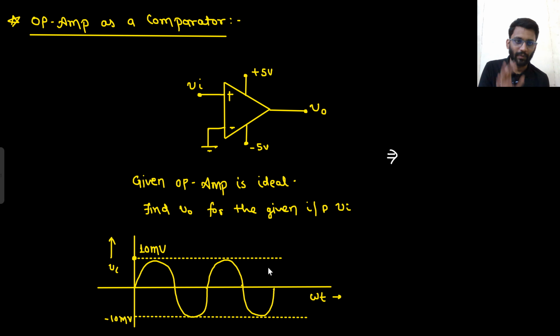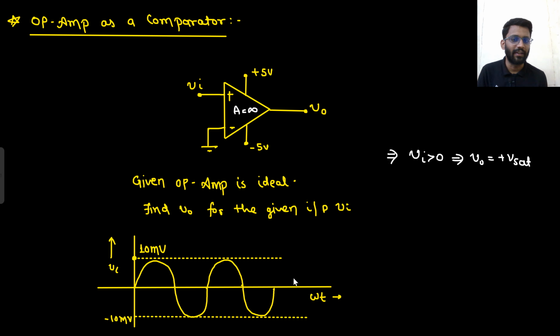If we solve this particular problem, if Vin is greater than 0, what will be your output? It will be plus Vsat, right? If Vin is greater than 0, your output will be plus Vsat, because gain A is infinity. It is given that the OpAmp is ideal, so the gain A is infinity. So if Vin is greater than 0, that means V positive is greater than V negative. If V positive is greater, the output will be saturated at plus Vsat.